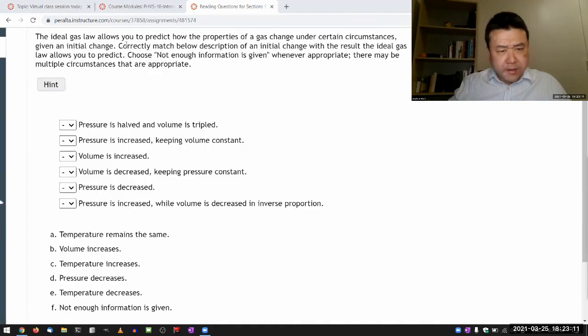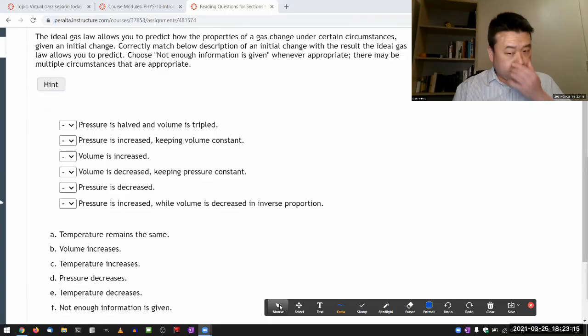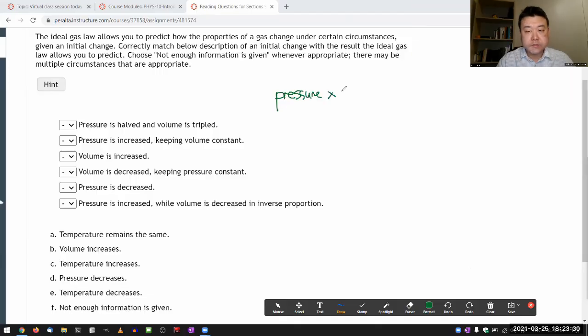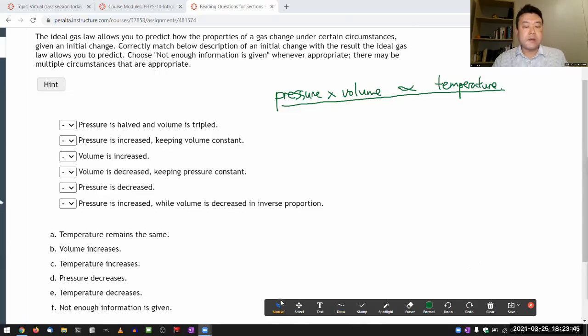Okay, so let me rewrite down the ideal gas law so that I have something to refer to, and I'm going to strip it down to bare bones. I'm not going to write down the coefficients and constant, because really what the ideal gas law expresses is that pressure times volume is proportional to temperature. It's a combination of all three gas laws that you might have seen in chemistry class or whatnot. And so let me go through each of the choices.